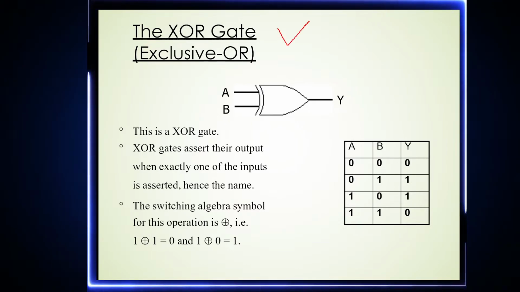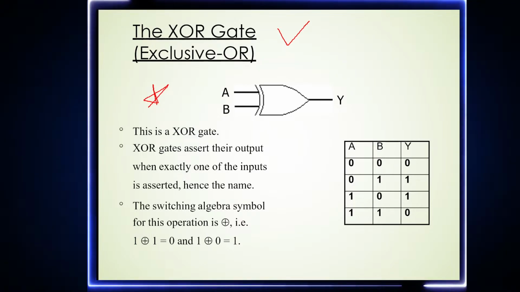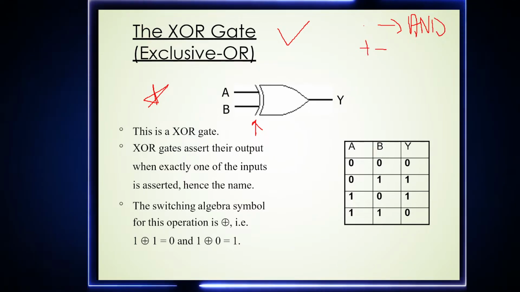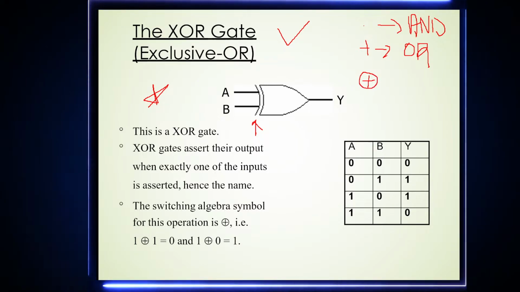Now next is XOR. XOR is also called exclusive OR. The thing to remember is the symbol changes. It is the simple OR symbol, but with this extra curve added near the input side. In the case of logic notation, a dot is considered as the AND operator, and a plus symbol is considered as the OR operator. In the case of XOR, a plus with a circle is the symbol for the XOR operation.